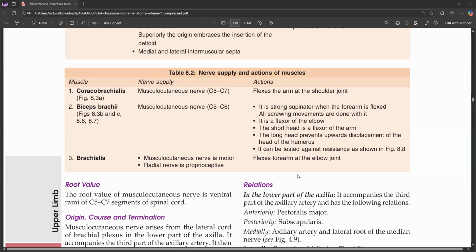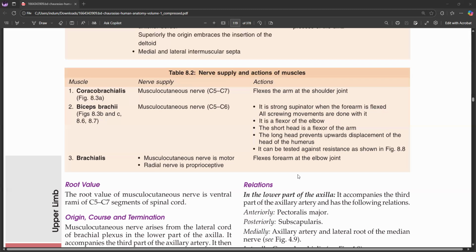Number 2, biceps brachii, figures 8.3b and c, 8.6, 8.7. Musculocutaneous nerve, C5, C6. It is a strong supinator when the forearm is flexed. All screwing movements are done with it. It is a flexor of the elbow. The short head is a flexor of the arm. The long head prevents upward displacement of the head of the humerus. It can be tested against resistance as shown in figure 8.8.